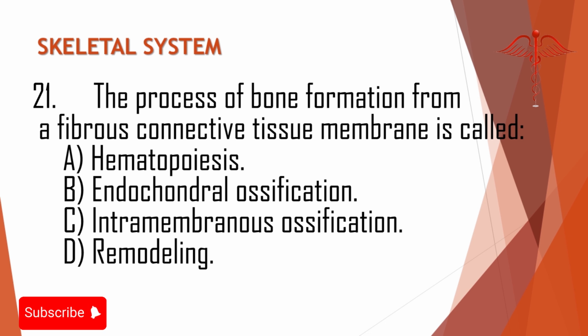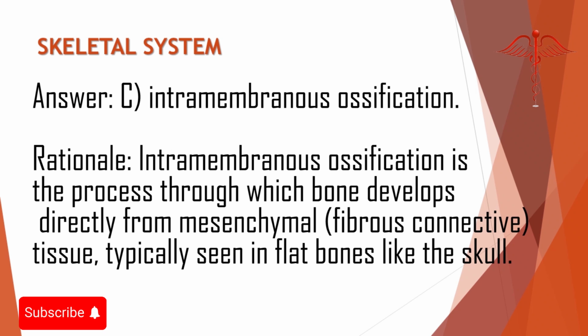21. The process of bone formation from a fibrous connective tissue membrane is called A. Hematopoiesis, B. Endochondral ossification, C. Intramembranous ossification, D. Remodeling. Answer: C. Intramembranous ossification. Rationale: intramembranous ossification is the process through which bone develops directly from mesenchymal, fibrous connective tissue, typically seen in flat bones like the skull.